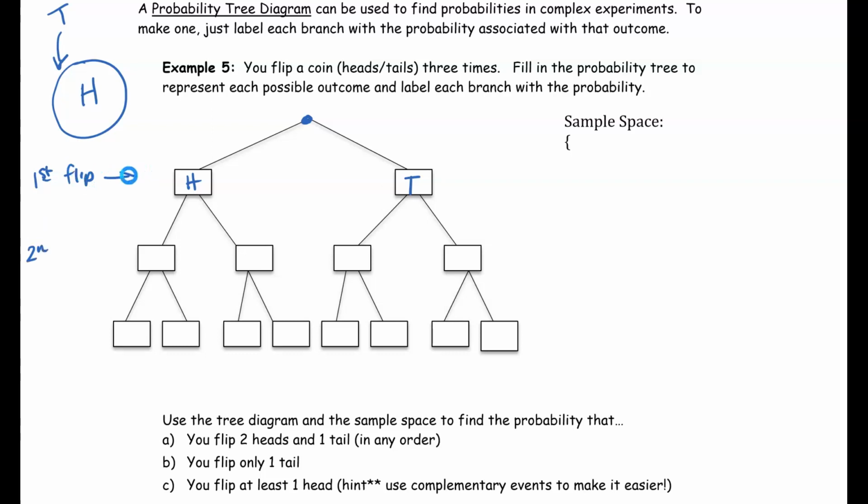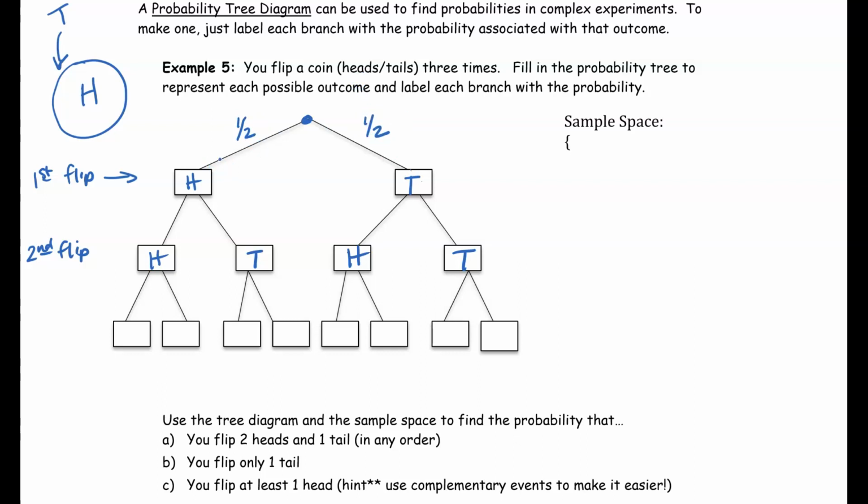And then the second row represents my second flip. So if I get a heads first, then my second flip could either be heads or tails. If I do a tails first, then my second flip could either be heads or tails. Now to make it a probability tree diagram, as I'm going here, let's write the probabilities. So the probability of getting a heads first is a half. Probability of getting a tails first is a half.